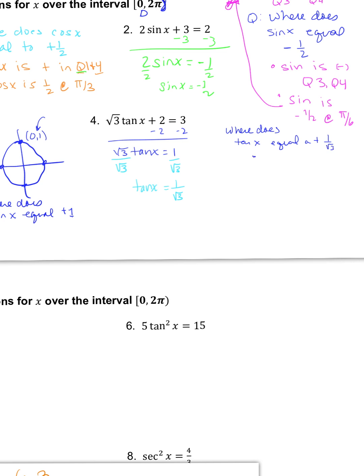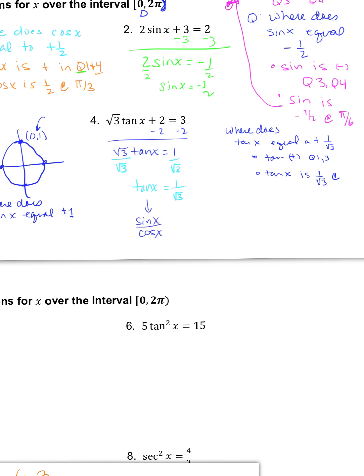So the first thing we want to think about is what quadrant? Tangent is positive in quadrant 1 and 3. Okay. So tangent x is 1 over the square root of 3 at what angle? Now, we can't just look at those and say we're going to look at the unit circle. We could use those too. But we know that tangent is equal to sine x over cosine x.